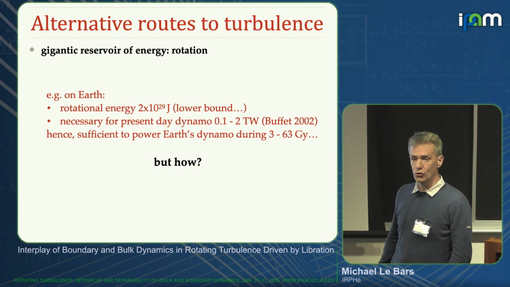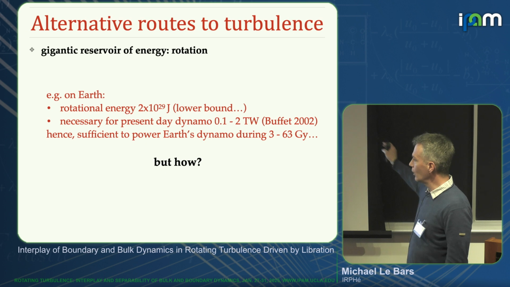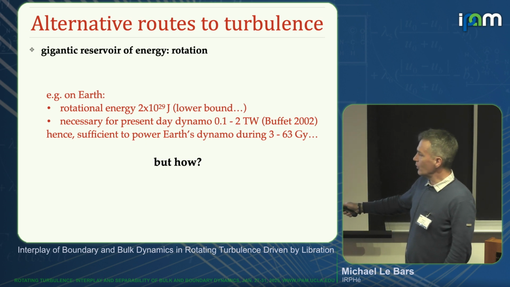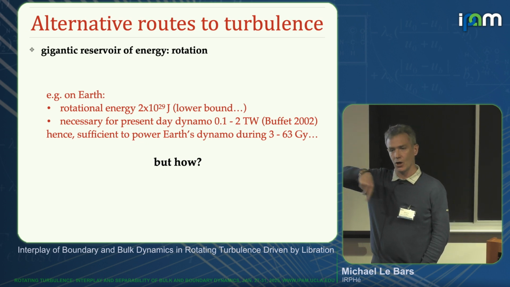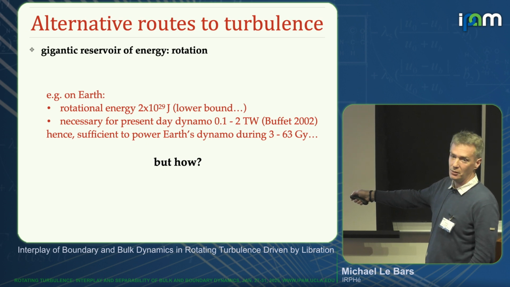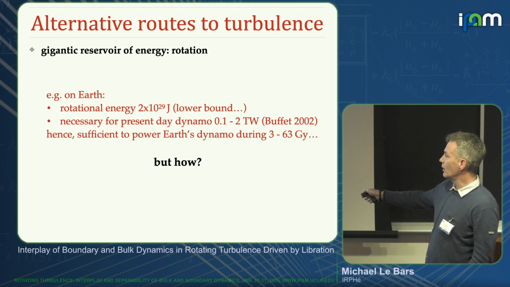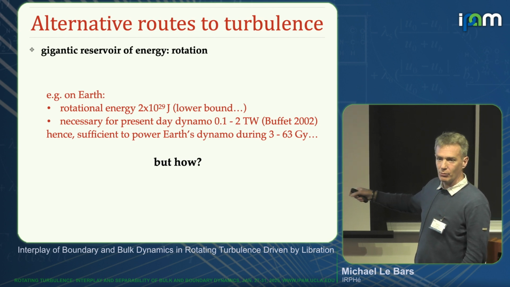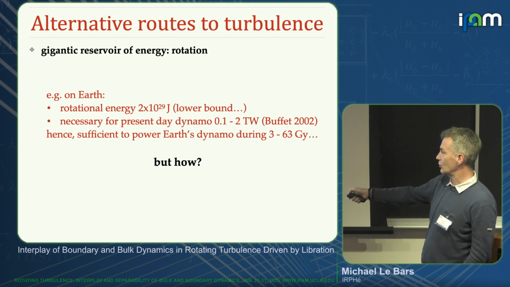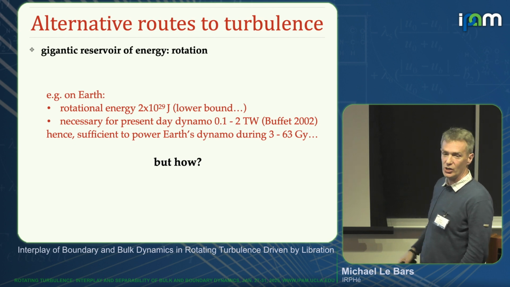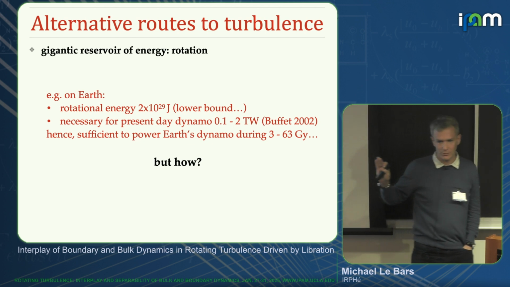And rotation is a huge reservoir, so the spin and the orbit of all planets is a huge reservoir of energy, huge. Just to give you an example, if you look at Earth, the rotational energy, including the spin and the orbit around the sun, gives you this number. So we cannot say more about that, but if we need to sustain the magnetic power, the dynamo today, it means that you can sustain the Earth dynamo during 3 to 63 gigayears. So all I want to say here is that we have a huge reservoir of energy.